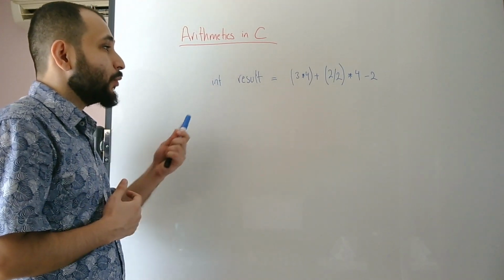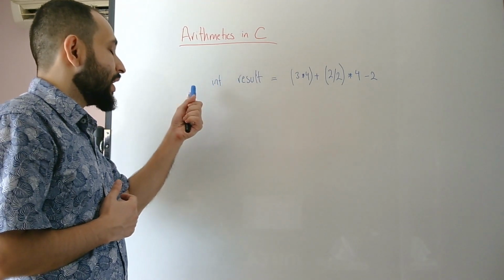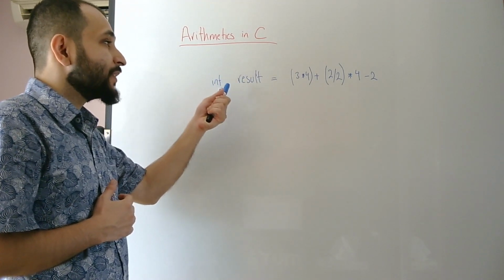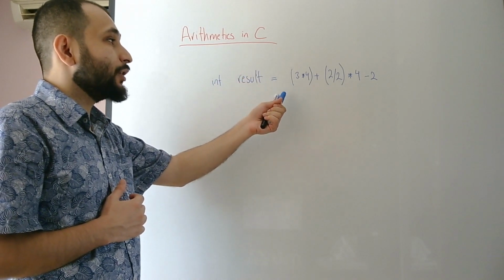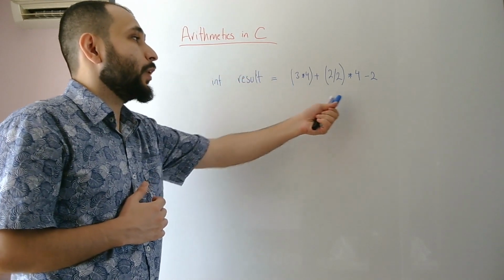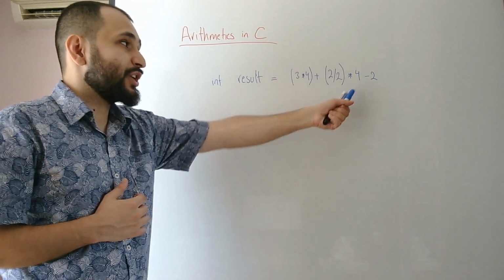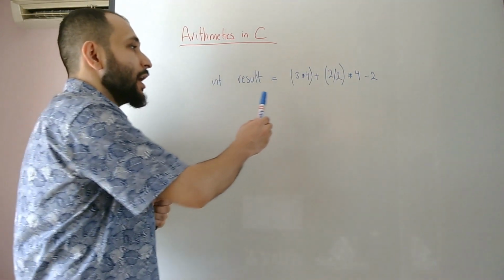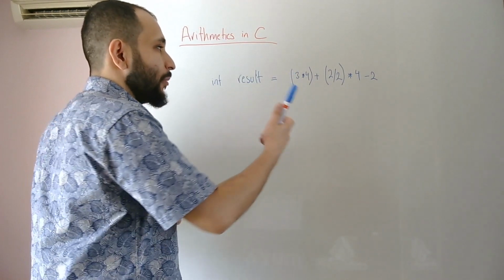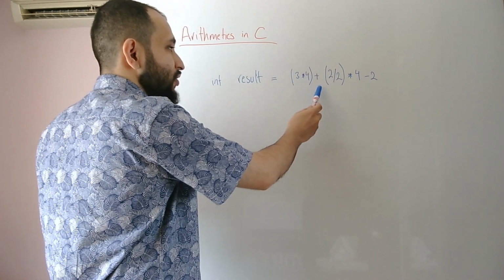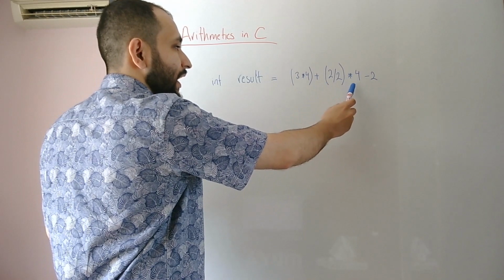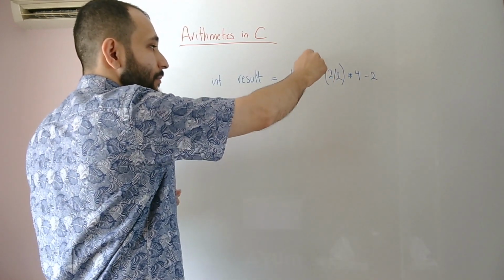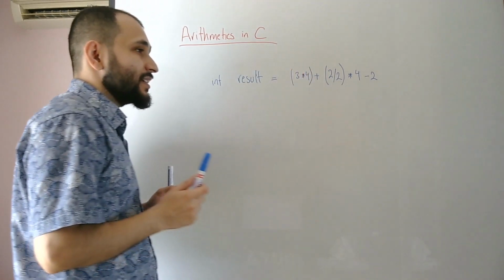That means that if we have a statement like this, we have defined a variable of type integer, and the result of this variable is going to be the evaluation of this expression in here. You can see that this expression has multiple types of operators. It has a multiplication, an addition, another multiplication, subtraction, and also division, and also some parentheses.